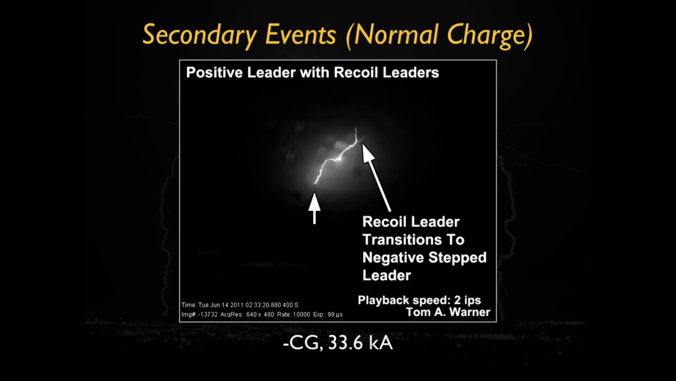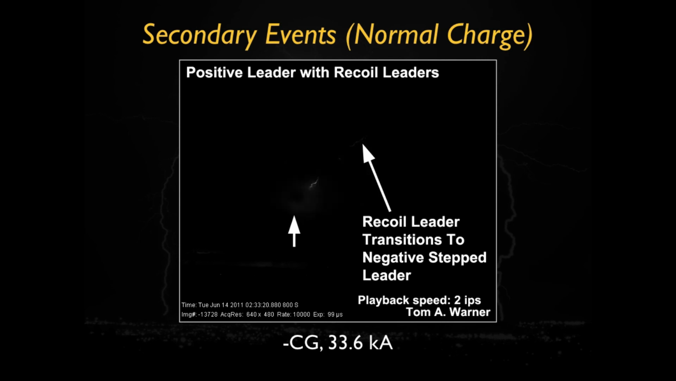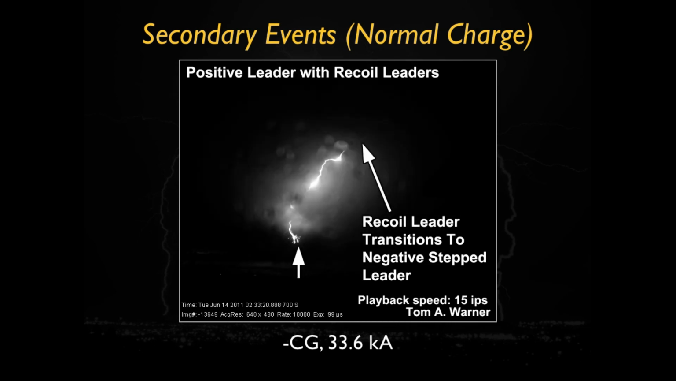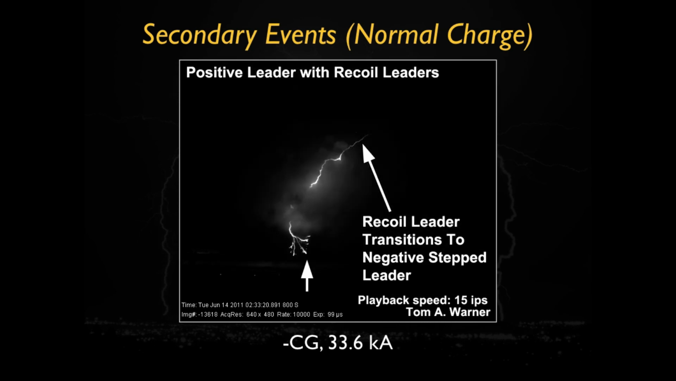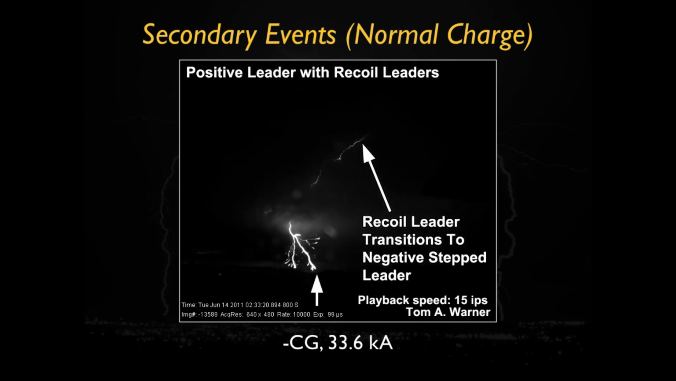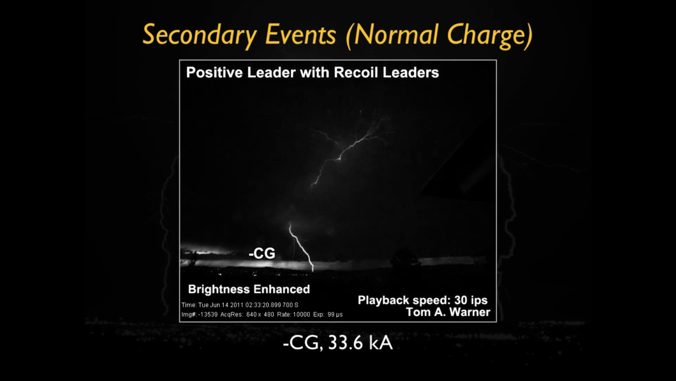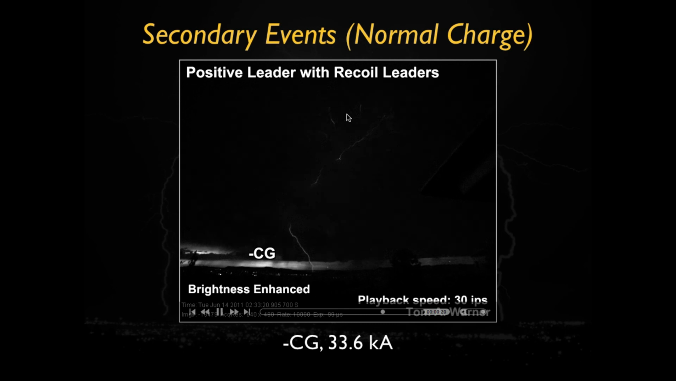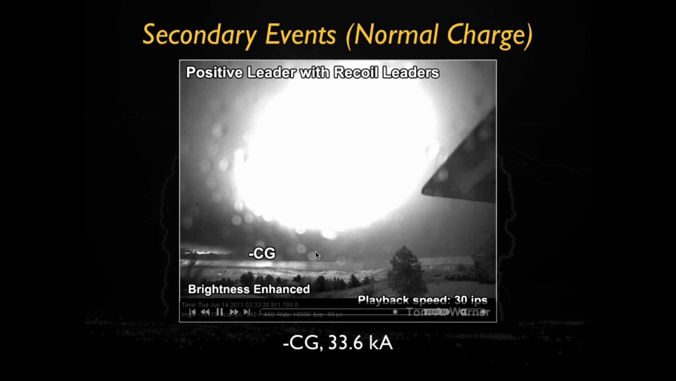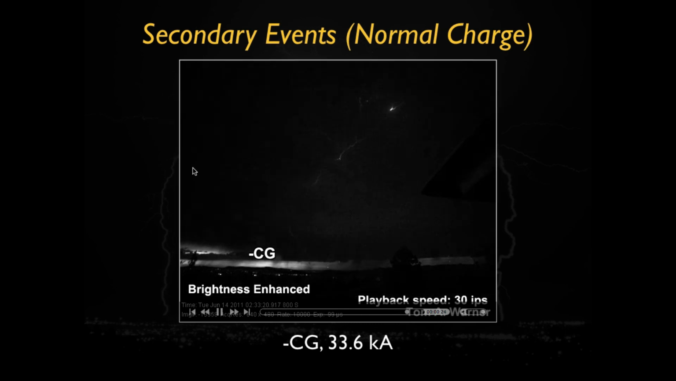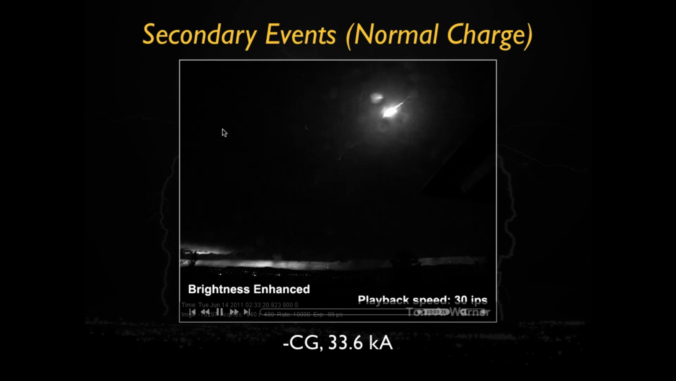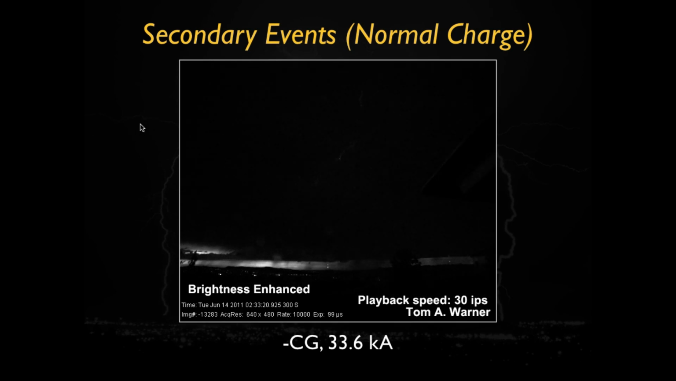So there's a recoil leader, and the negative end is highlighted. Then we see new negative breakdown downward to ground, and the return stroke. Notice the upper portion: the positive leaders are growing following the return stroke, but it quickly decays and the recoil leader activity continues in earnest.